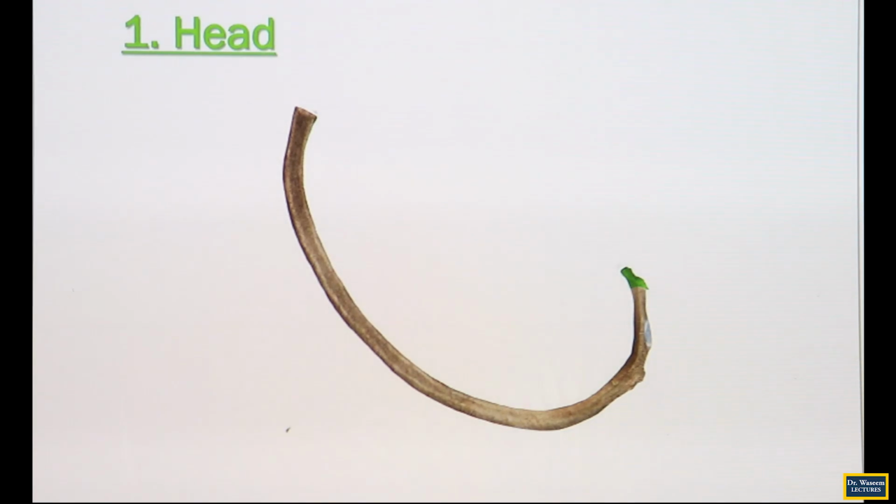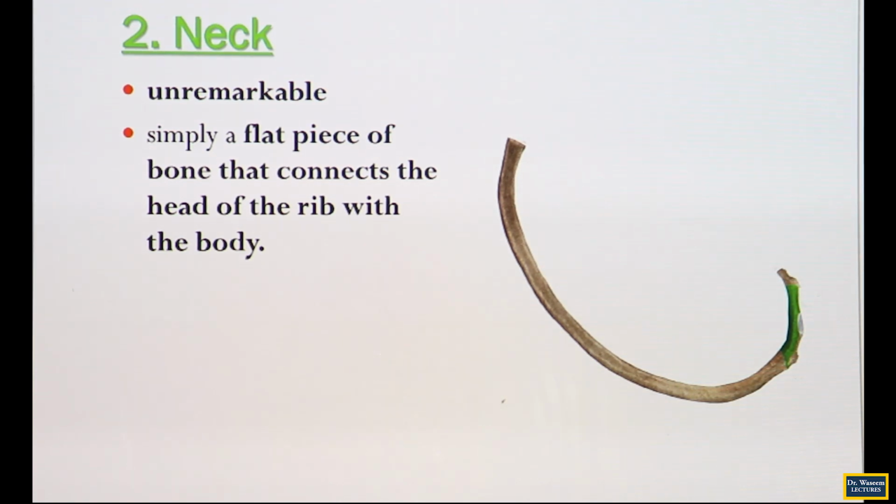Come to the second part. This is the head, which you have been shown with two facets. The neck is another part which is not too remarkable, but it is a small flat piece of the bone that connects the head of the rib with the shaft of the rib. This is the shaft of the body. The head and the body of the shaft are connected by this small flat piece of bone. This is called the neck of the rib. So we call this the neck of the rib.